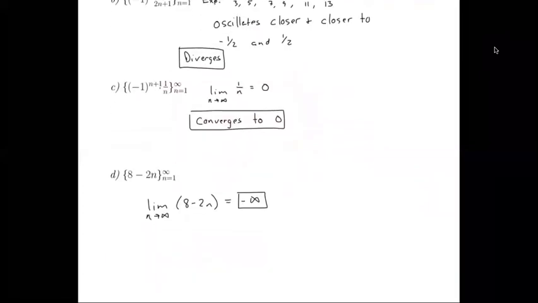Okay, lastly, 8 minus 2n, n equals 1 to infinity. We can just look at this one using our usual limit notation, even though we haven't formally introduced this, and realize that 2 times n, as n goes to infinity, is going to grow infinitely large. With the minus sign in front of it, 8 minus a number that's growing infinitely large is going to be -infinity. So this one diverges as well.